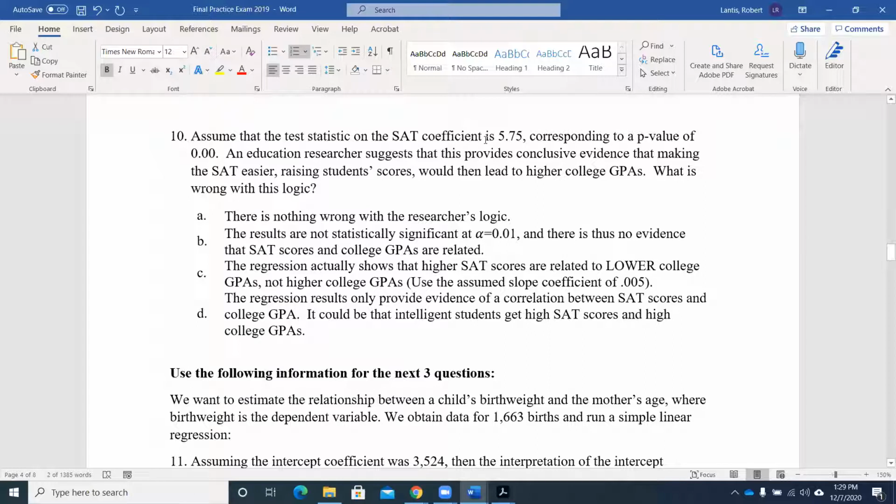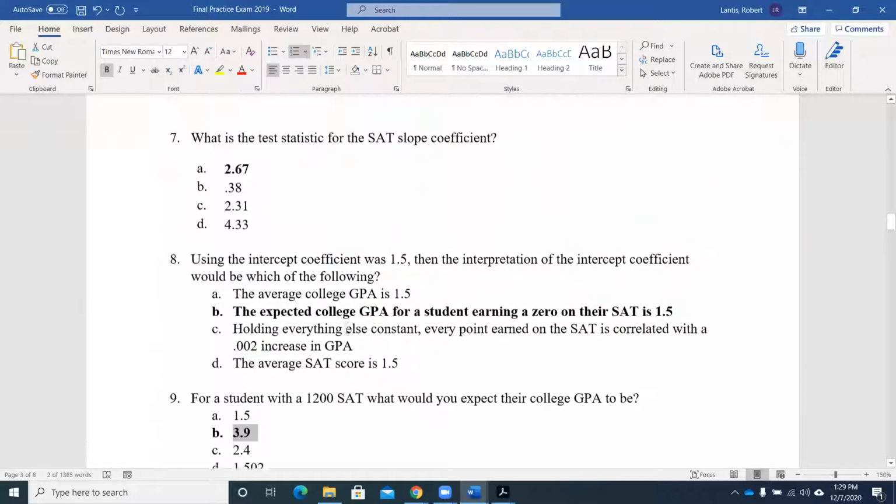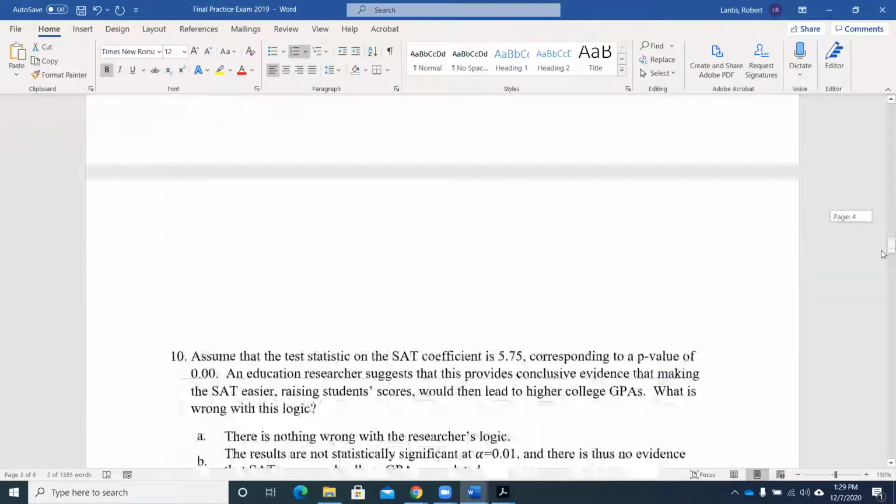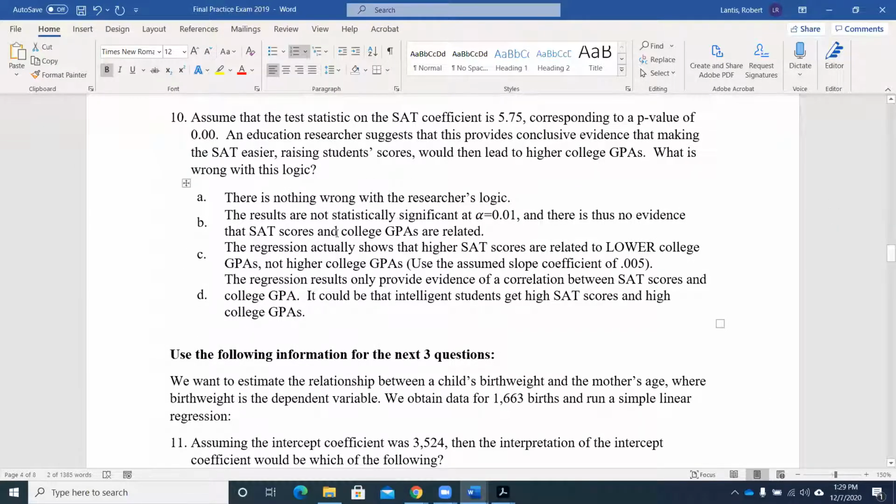Assume that the test statistic on the SAT was 5.75 instead, corresponding to a p-value of pretty much 0. So a very significant relationship. An education researcher suggests that this is evidence that if we just raise students' SAT scores by making it easier, we could result in higher GPAs in college. So what's wrong with this logic? This is the general idea I've been trying to hammer the last few weeks, which is that these slope coefficient estimates are just evidence of correlations, not causal. If it was a causal relationship, then anytime you see a higher SAT score, the GPA will go up. But it's just a correlation.